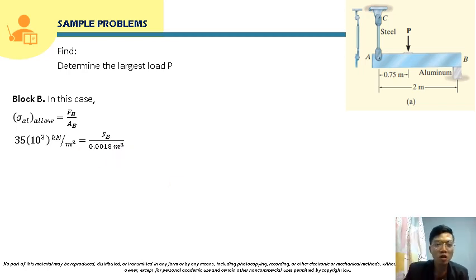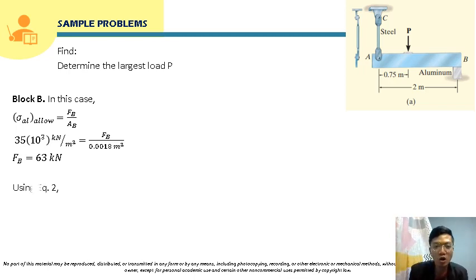Okay, now solving for FB. If we input in our calculator 35 times 1000, or 10 cubed, times 0.0018, that is 63 kilonewton. Okay, so this is the value of FB.